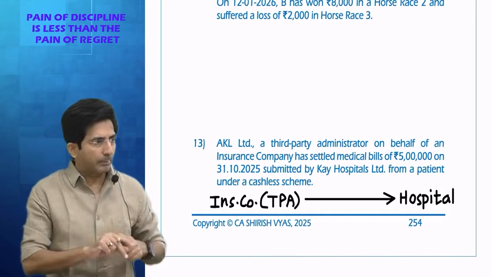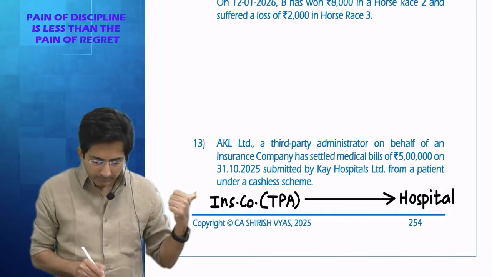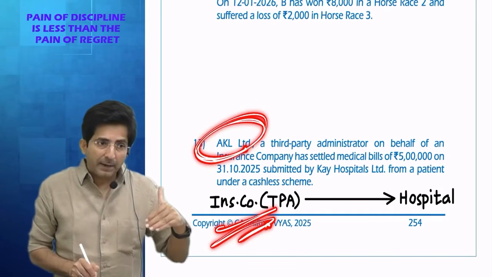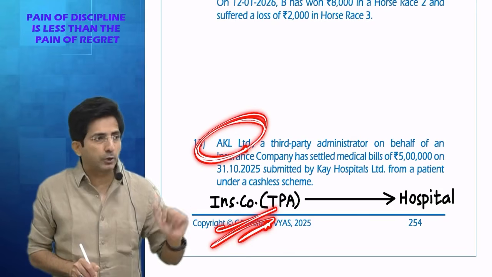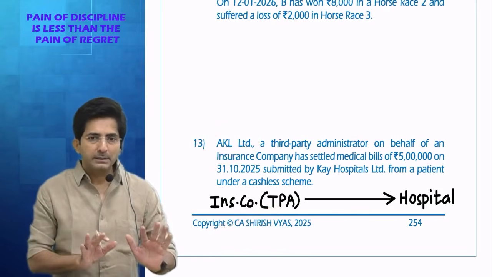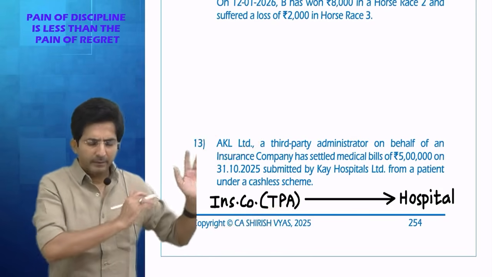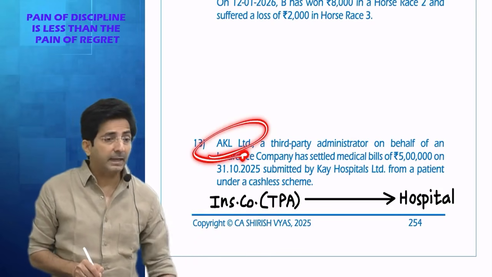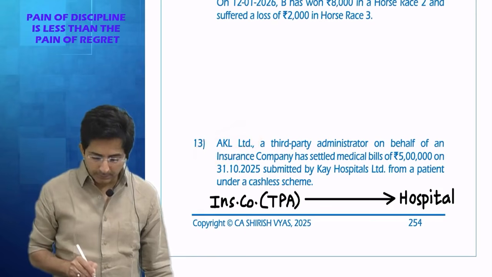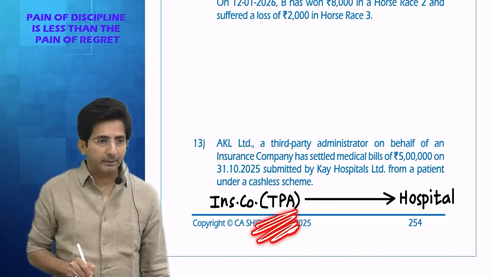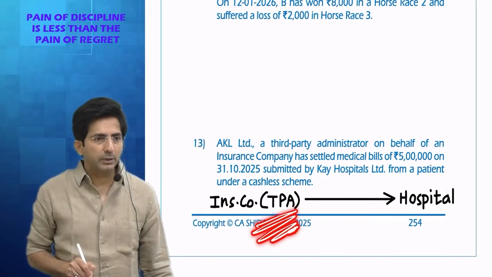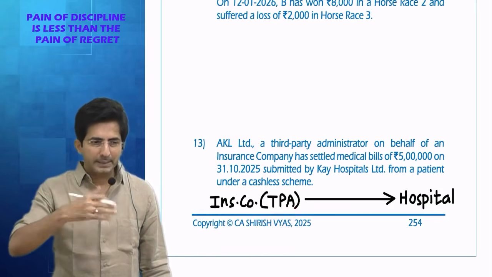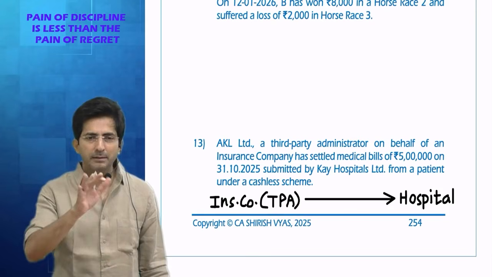So see here what has happened. Look here, there is one company, AKL Limited. It is a third party administrator of the insurance company. His insurance company will be some other company. AKL Limited is a third party administrator. They are working on behalf of the insurance company. Now, TPA settles the claim or the insurance company does, it doesn't matter.